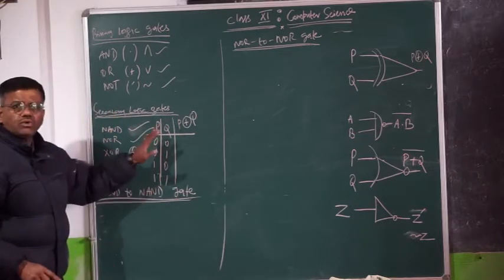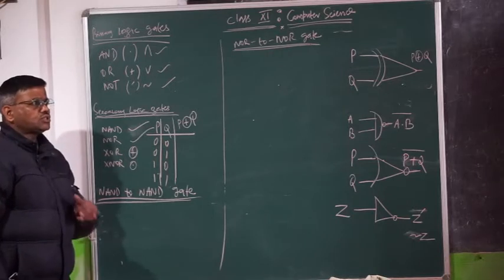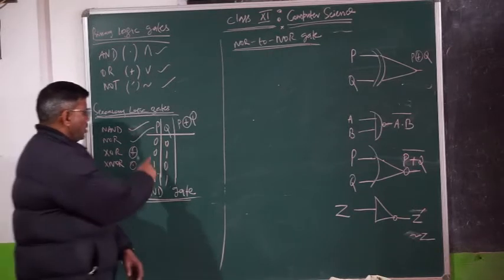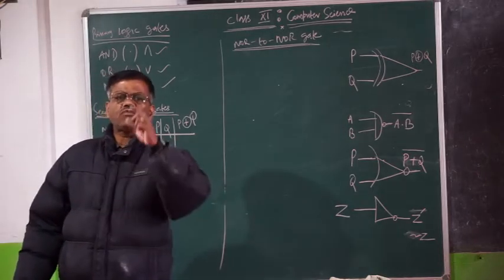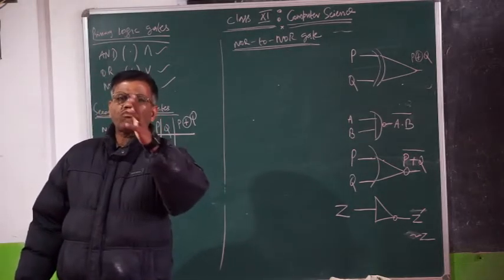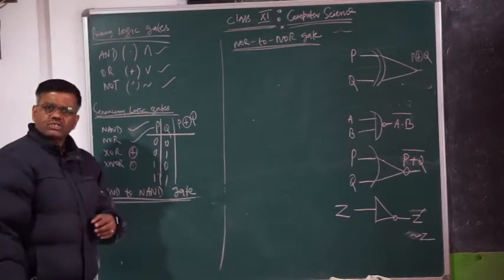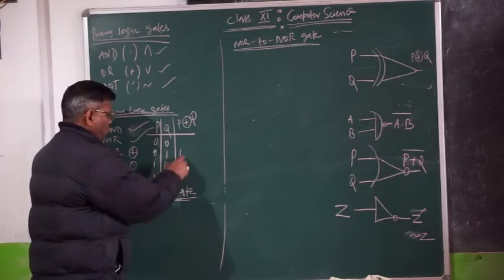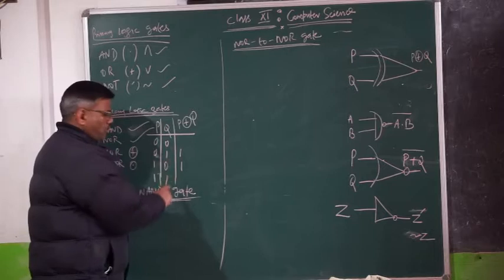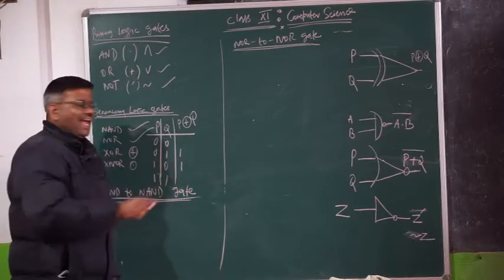Please have a close look at this truth table. How does this XOR gate behave? If there are an odd number of ones, meaning 1, 3, 5, or 7 ones, the output is 1. Look here: 1, 1. Here 1 is an odd number. Here, how many ones are there? 0. 0 is an even number.